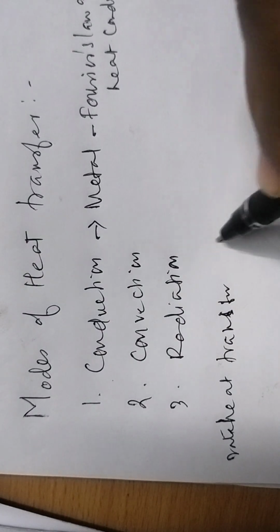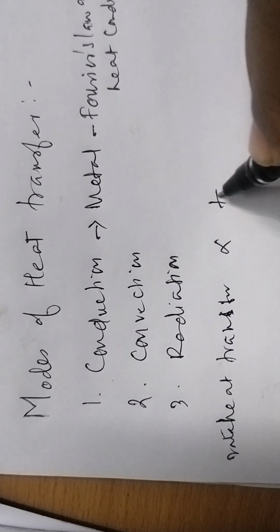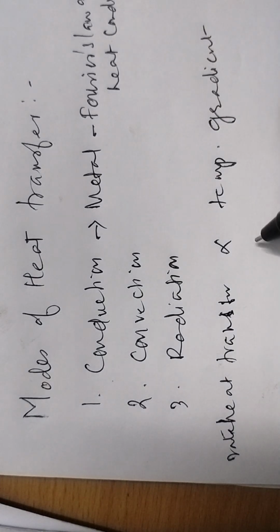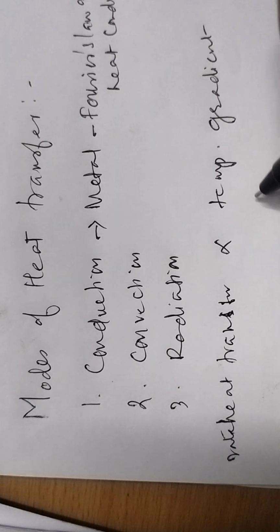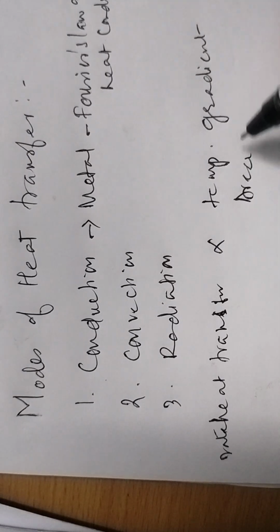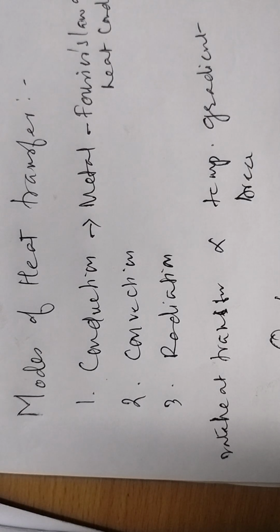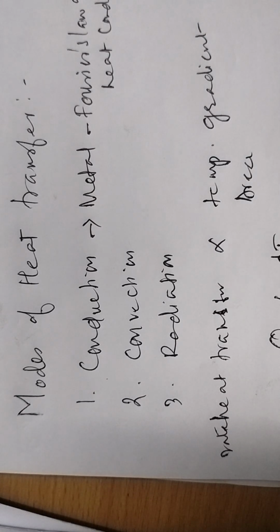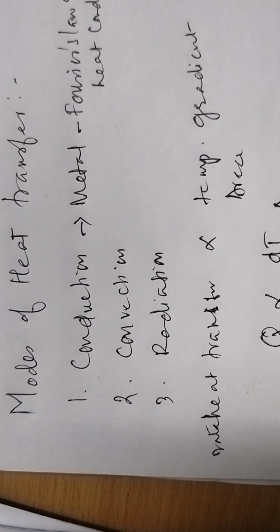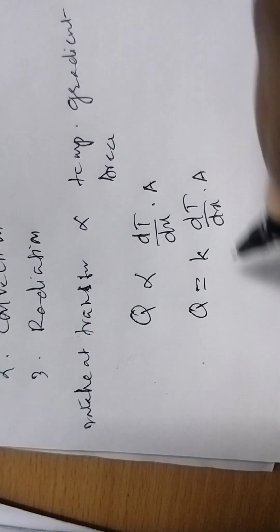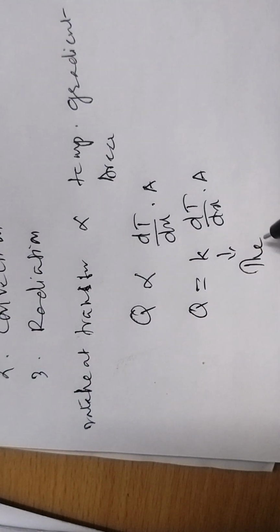is directly proportional to the temperature gradient and the surface area of the object. So when we do this math, we get Q is directly proportional to dT/dx into area. When we remove the proportionality constant, we get Q = -K dT/dx. This K is the thermal conductivity.